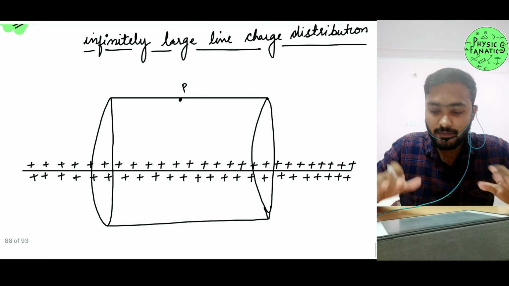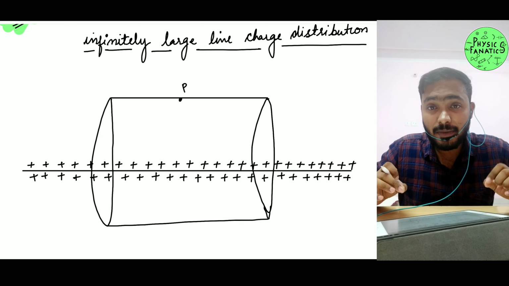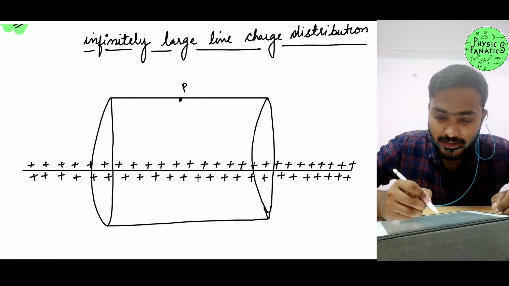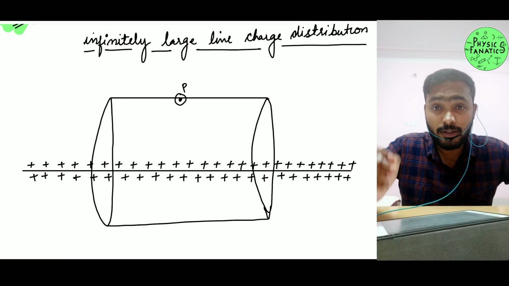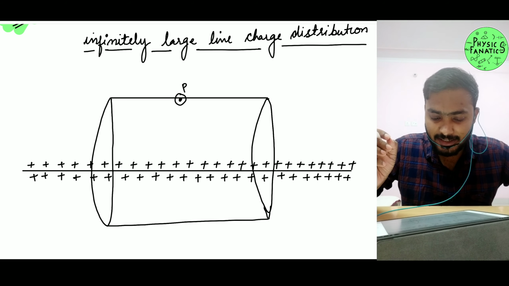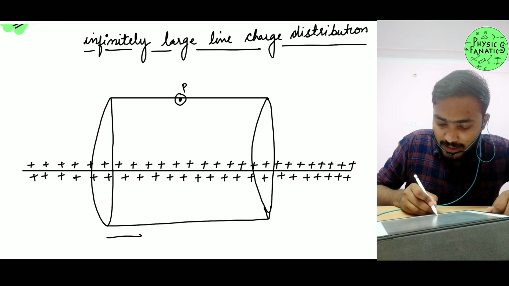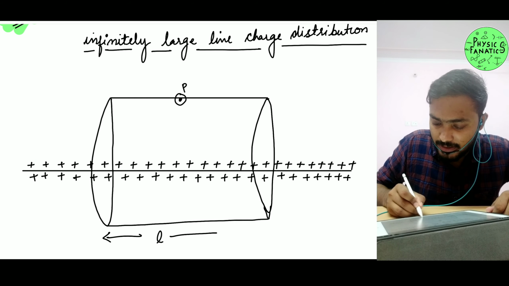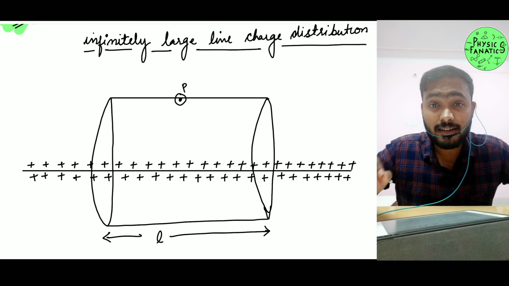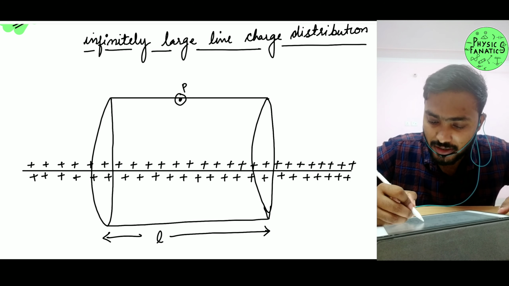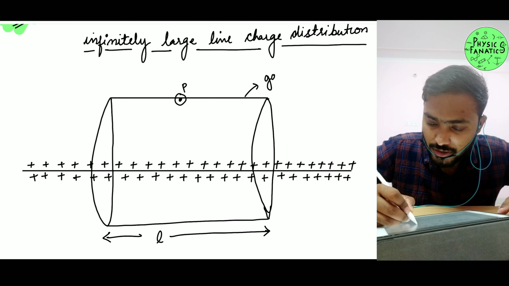You guys can see this is my cylinder and this is my Gaussian surface. That cylinder is including my point P. I hope you guys can understand. And let's say the length of the cylinder is some L. I hope that is understood. So this is my Gaussian surface.